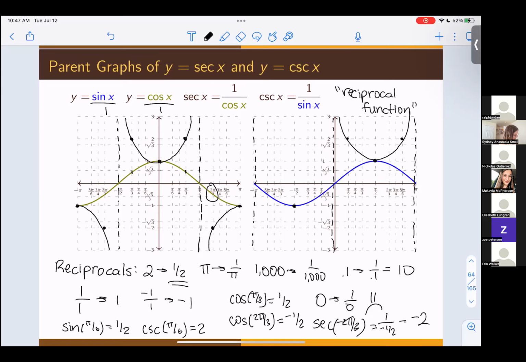Same thing happens down here. The sine of -pi over 6 is -1/2 because the reference angle is still pi over 6. So when we reciprocate it, we need to go to -2. Same thing happens at 5 pi over 6. And then again, we have this shape. Does it make sense where these parent graphs came from?